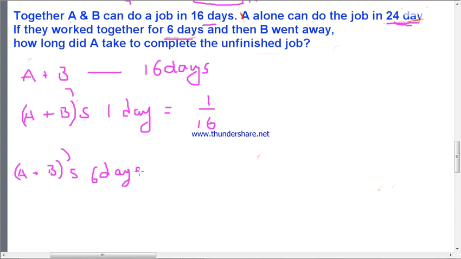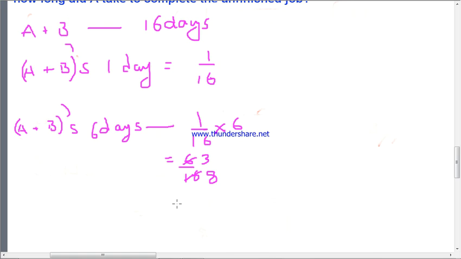Okay, how much will they complete? 1 day work multiplied by how many days they are working? 6. So you'll get 6 by 16, which can be simplified. 2 into 3 is equal to 6, 2 into 8 is equal to 16. So they work for 6 days and complete 3/8 of the work out of 1.